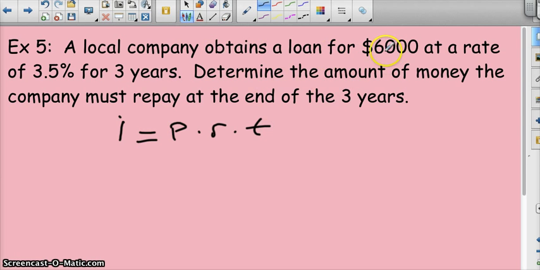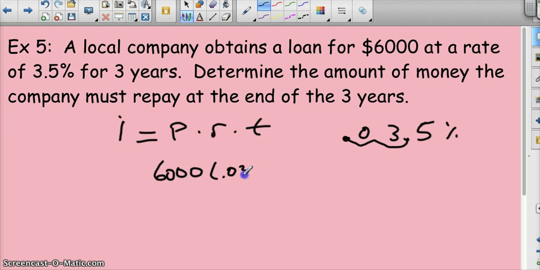The loan they got is for $6,000. That's the principal. That's the amount of money they were lent. The rate is 3.5%, which we must convert by moving the decimal point back 2 places to 0.035. And the amount of time, in this case, was 3 years. When you multiply those pieces together, you're going to find out that I equals 630.